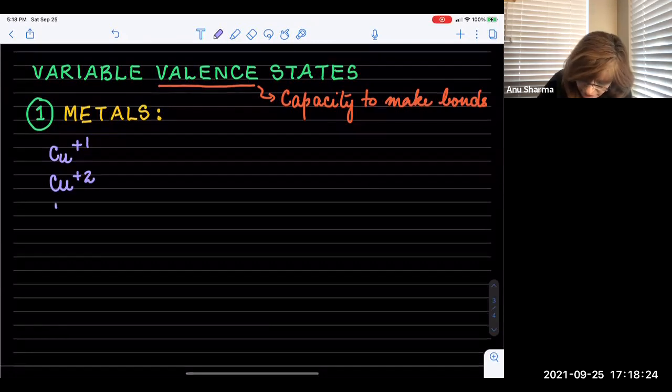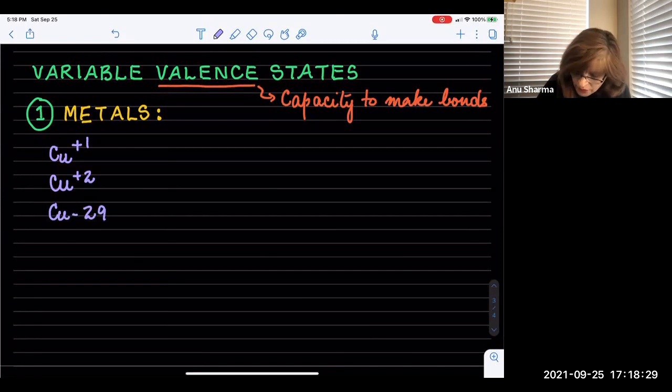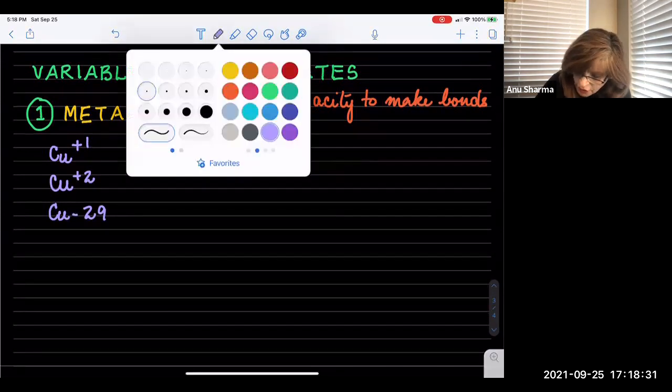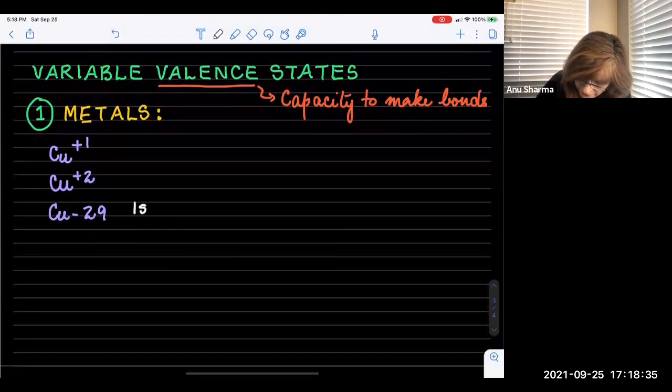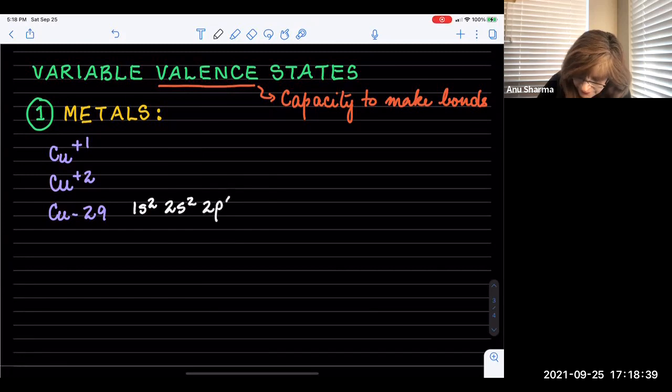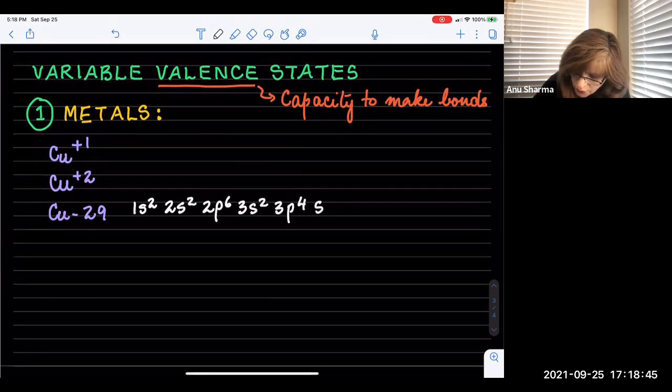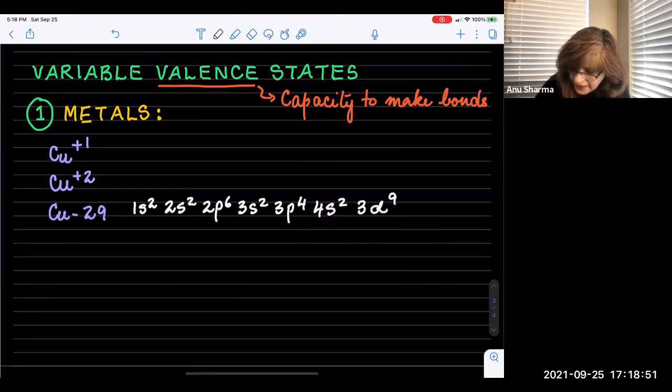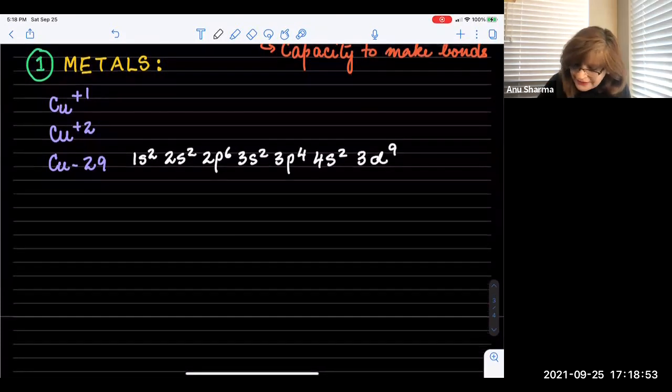So let's look at this. Copper has 29 electrons. Okay, so let's do the electronic configuration of copper, which is 1s2, 2s2, 2p6, 3s2, 3p6, 4s2, and 3d9. Okay, so now what is happening here?